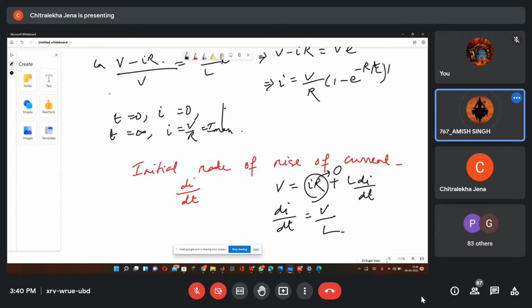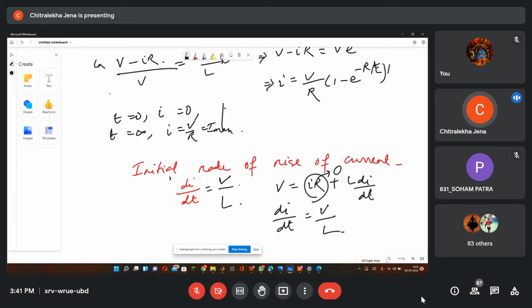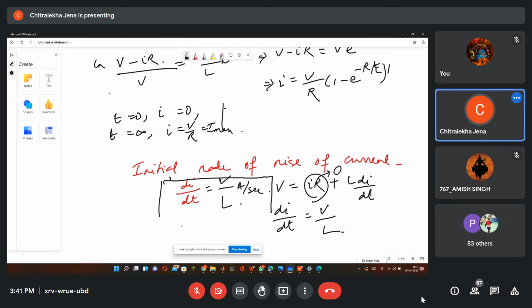Why IR? IR is equal to 0, right? Yes, ma'am. So the initial rate of rise of current is equal to how much? V divided by L. Yes. This formula you remember. Its unit will be ampere per second. Okay, so this is your equation.